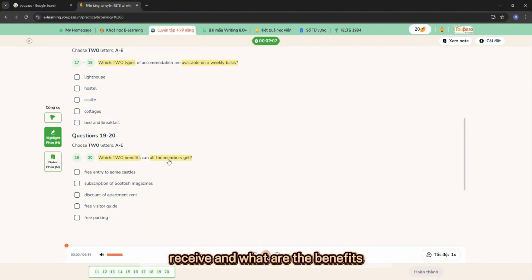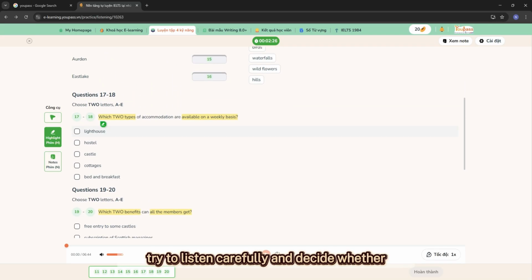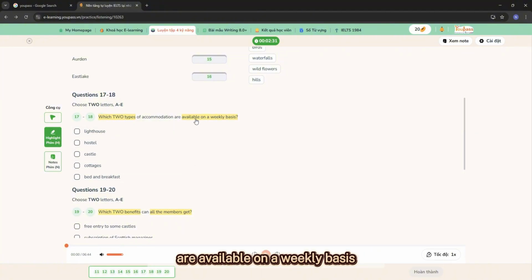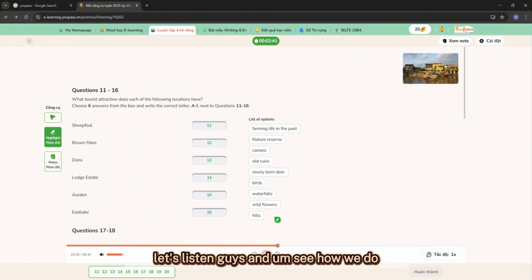And what are these benefits? Free entry to some castles, subscription of Scottish magazines, discount of apartment rent, free visitor guide, and free parking. All right, these are the benefits. So try to listen carefully and decide which two of these accommodations are available on a weekly basis, and which two of these benefits can all the members get. All right, let's listen, guys, and see how we do.